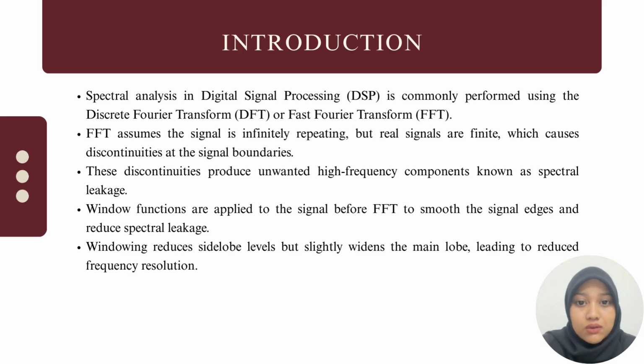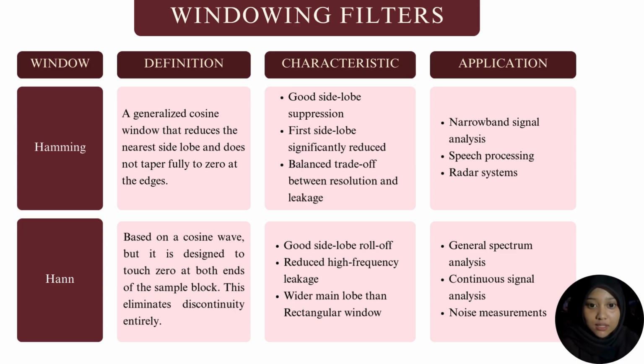However, windowing also has an effect where side lobe levels are reduced but the main lobe becomes slightly wider. This results in reduced frequency resolution. Next, windowing filter. We choose Hamming and Hann window to make a comparison. The Hamming window is a cosine-based window. It is designed to reduce the nearest side lobe and it does not fully go to zero at the signal edges. This means the signal is smooth at the edges, but it is not completely cut off, which helps reduce sudden change in the signal.